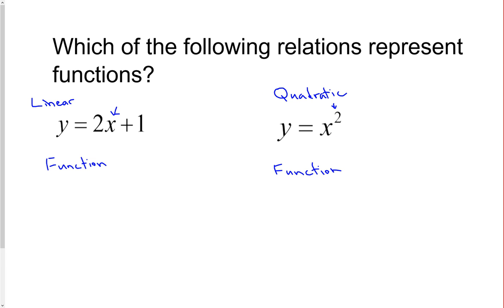And we're going to say for each x value, only one possible y value. So for each input, there's only one possible output. So those are both functions.